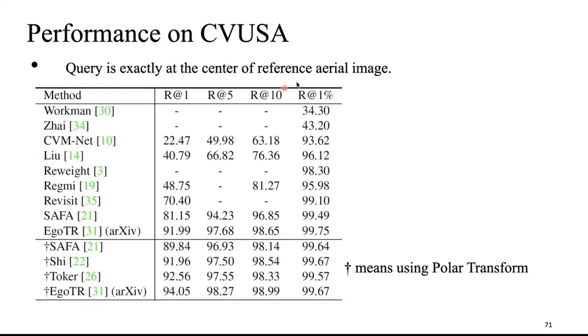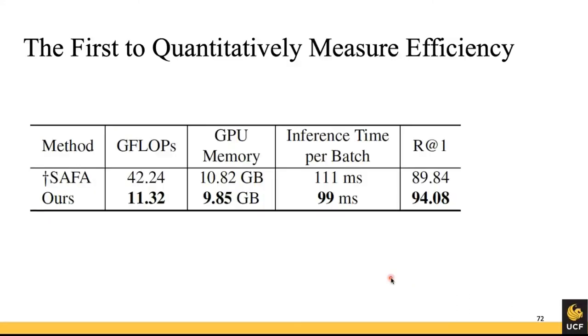We also did the experiment on the CVUSA dataset, where the query is exactly located at the center of the reference aerial image. Our method is slightly better than the method using the polar transformer. In our case, we do not use the polar transformation, just purely rely on the transformer framework. We are also the first to do some evaluation in terms of efficiency. Compared to the state-of-the-art method, our method is able to improve the retrieval accuracy, but also enjoys computation and memory efficiency, in terms of GFLOPS and GPU memory.